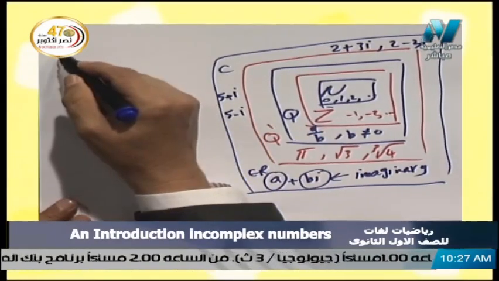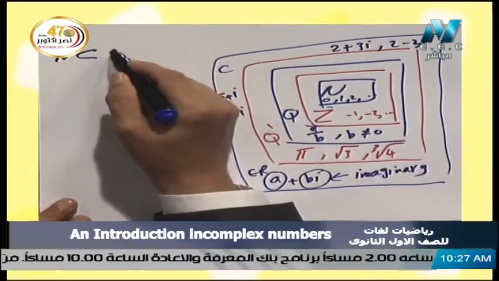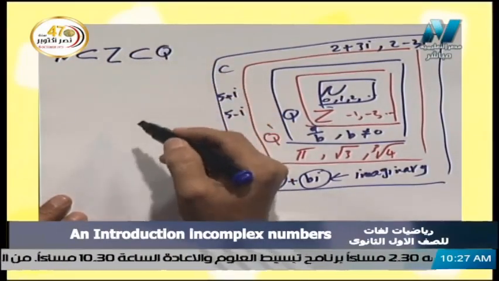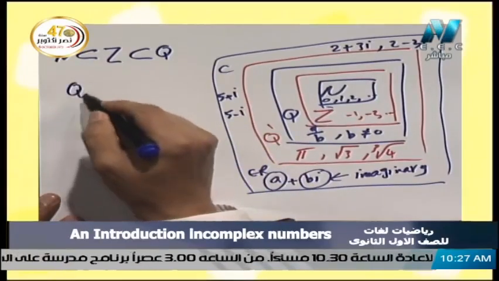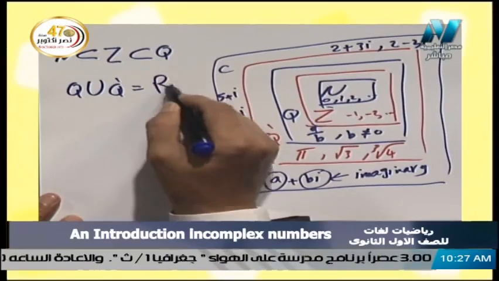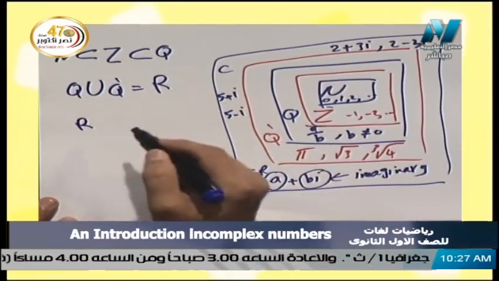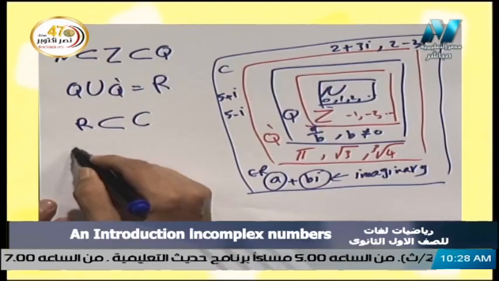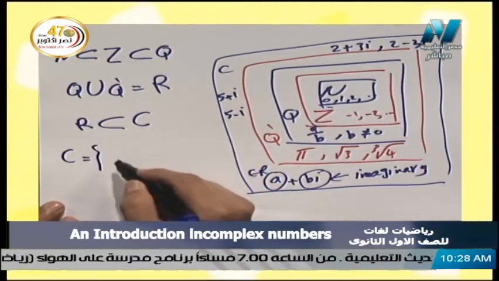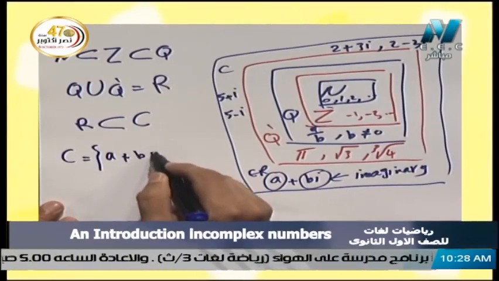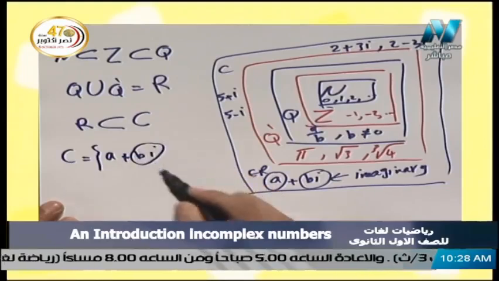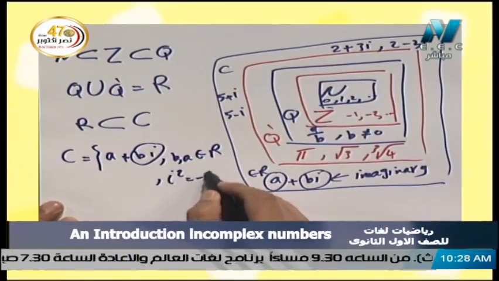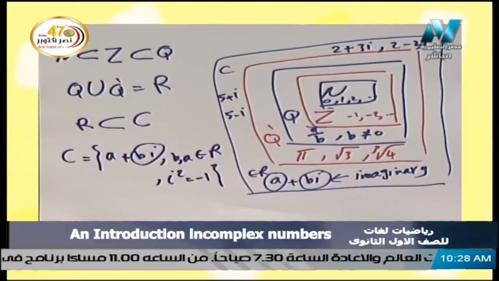So natural numbers are a subset of Z, which is the set of integer numbers. Z is a subset of Q, which is the rational numbers. Q union Q dash equals the real numbers, and the set of real numbers is a subset of C, which is the complex numbers. And we talk about the definition of complex numbers. It's in the form a plus bi. A is a real number, bi is an imaginary number, a and b belong to R, and the definition of i power 2 equals negative 1. So this is the set of complex numbers.